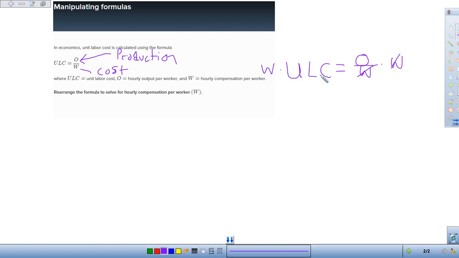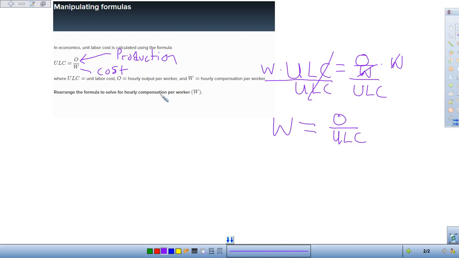And now I would see that I have W times ULC equals O. And to solve this, I would divide by ULC on both sides, and this will cancel. And I have W by itself is equal to O over ULC. So that would be my answer.